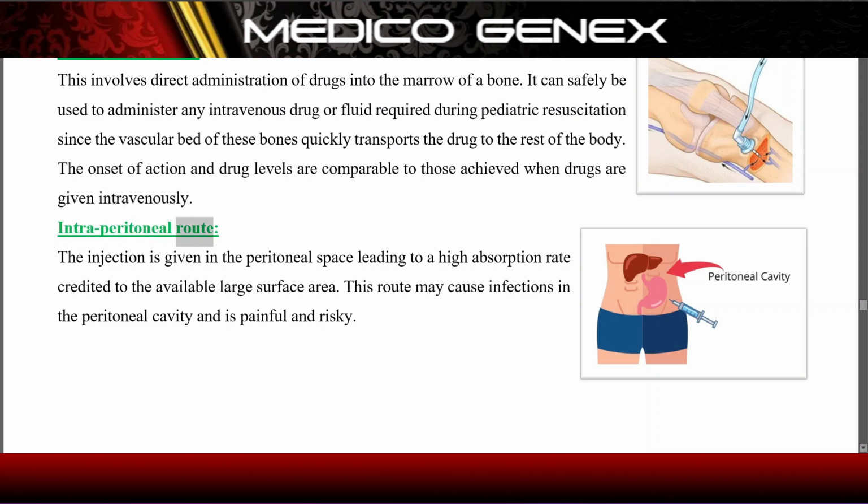Intraperitoneal route. The injection is given in the peritoneal space, leading to a high absorption rate credited to the available large surface area. This route may cause infections in the peritoneal cavity and is painful and risky.